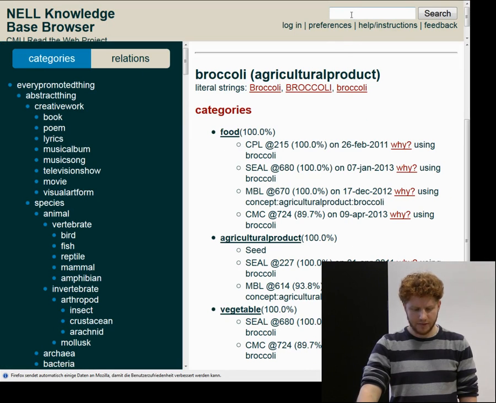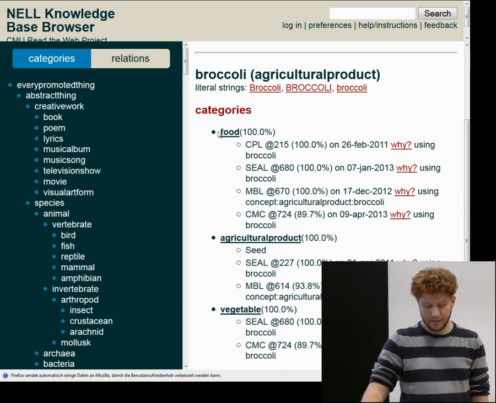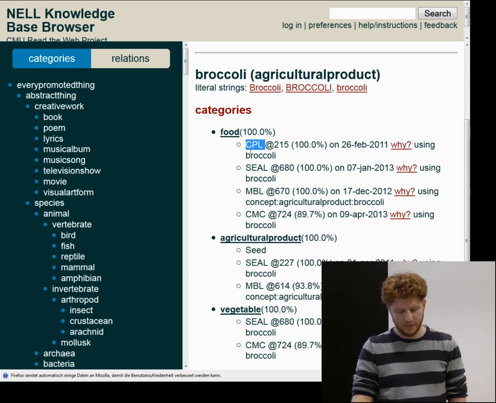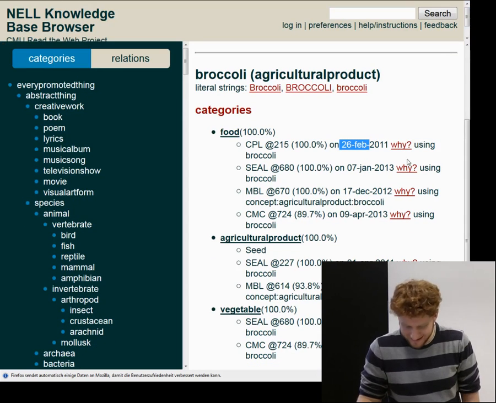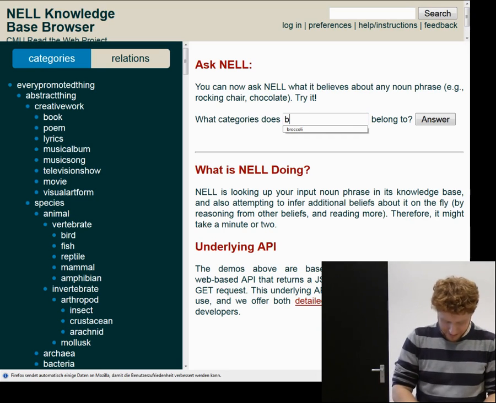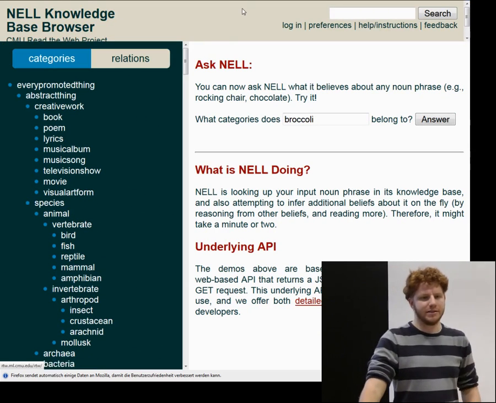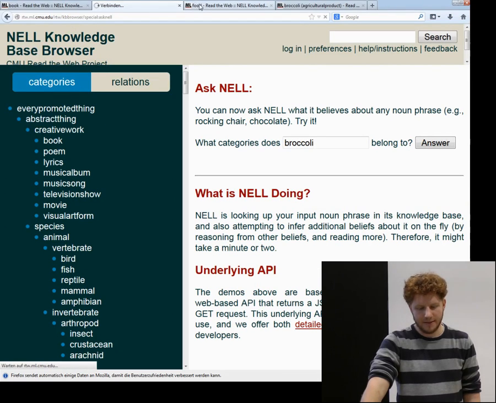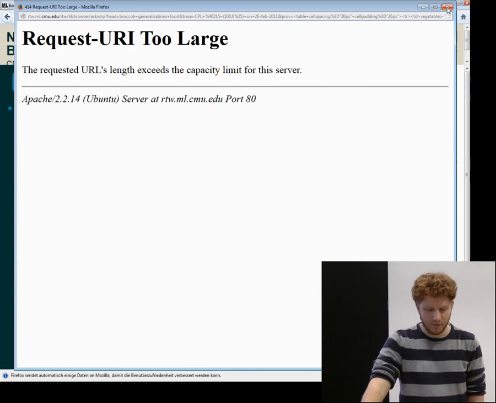Yeah, if we search, for example, for broccoli, we can also see in which categories broccoli is, and for example, also which subsystem, like CPL we saw earlier, has promoted this on February 26, 2011, and also why. Oh, super. I will search it again. Yeah, or if it takes too long. There we can also see with which probabilities it was promoted from which subsystem, and also why it has now 100%. I don't know why it doesn't work.